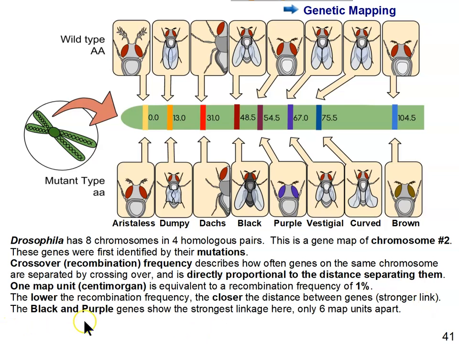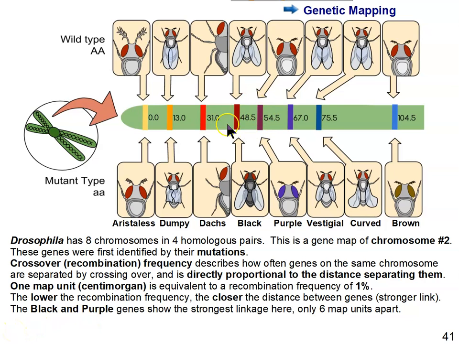So in this example, you'll notice that the black and the purple genes are the closest together of all the genes that are being shown in this chromosome map. And so they are the strongest linked here on this map. They are only 6 map units apart, or 6 centimorgans apart. That means that they are separated only 6% of the time by crossing over. Their crossover frequency is only 6%, which is a very low percentage of being separated. So that indicates that they are very close together on the same chromosome.